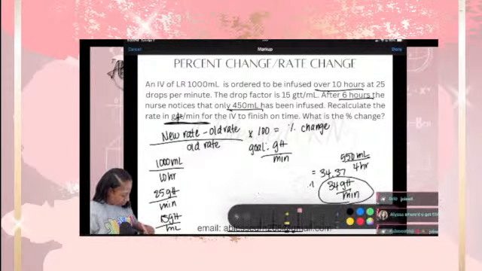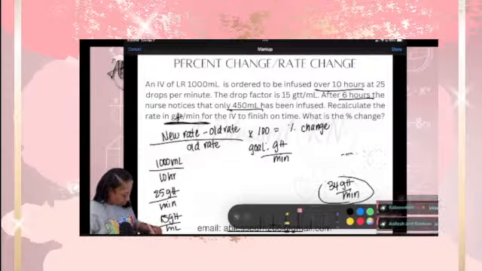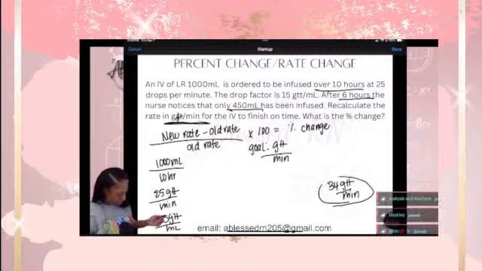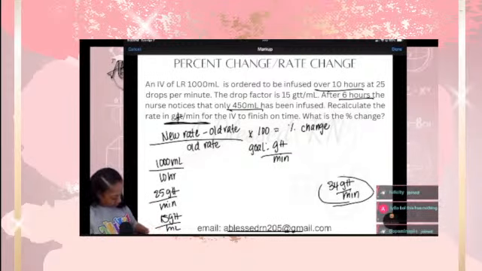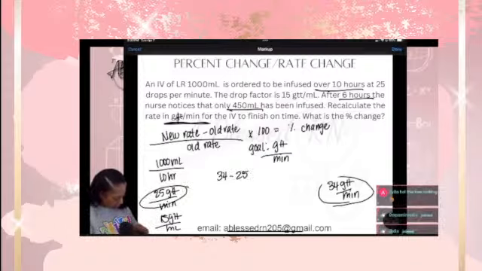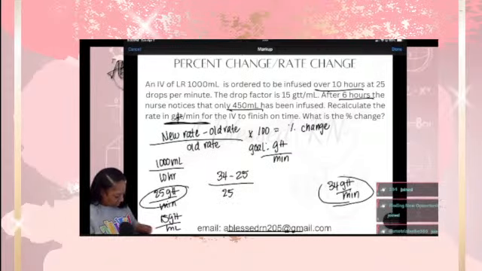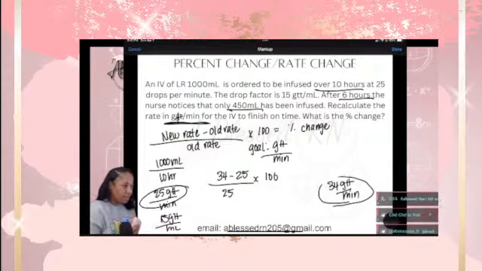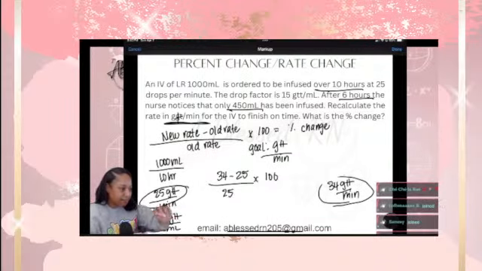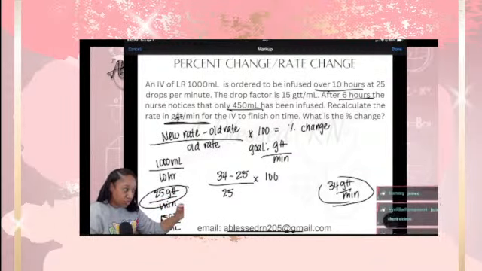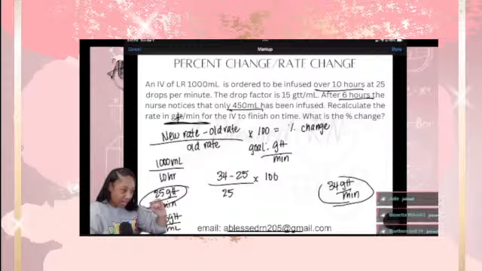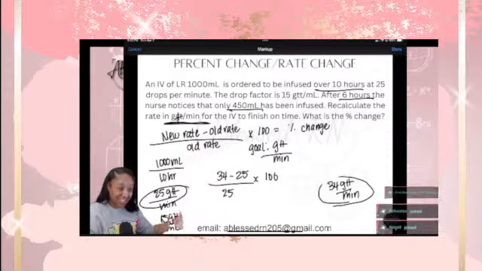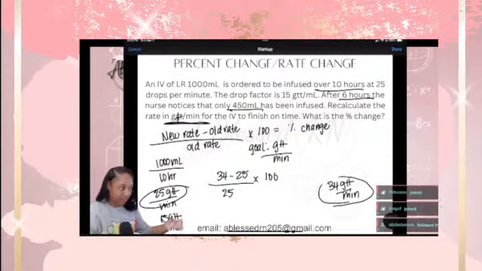So the percent change is going to be our new rate, which is 34, minus our old rate, which was 25, divided by our old rate times 100. So where did I get 550 from? So 550 is 1,000 milliliters was to start with. Then you subtracted the 450 mLs that had been infused. So there were 550 that's left in the bag that still has to go in. Okay.